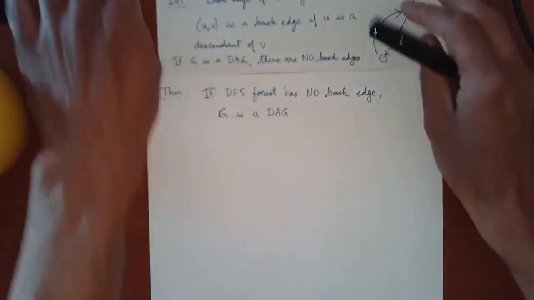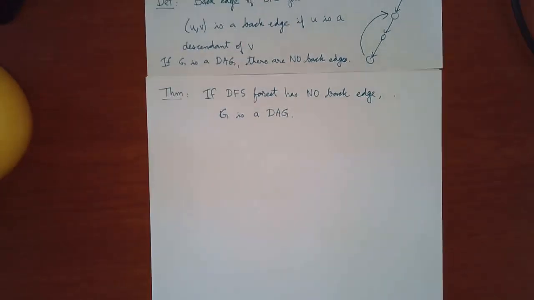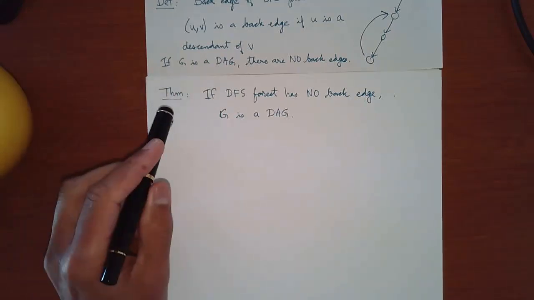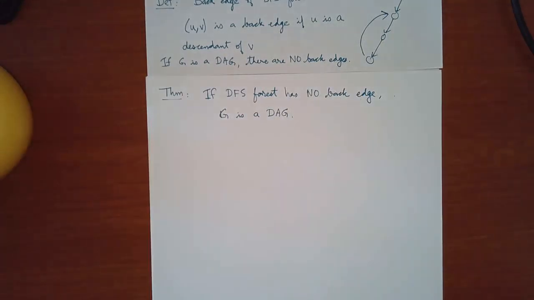So this is an easy statement to prove, that if G is a DAG, there are no back edges. That should be fairly easy to see, because every time you have a back edge, you have a cycle. And if it's a DAG, then it has no cycles. But this theorem is the converse. It says that if there are no back edges, then the graph is a DAG. Okay? Note that these two statements are different. I just want to make sure that everybody is following.